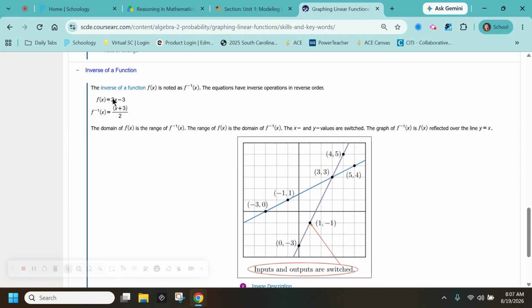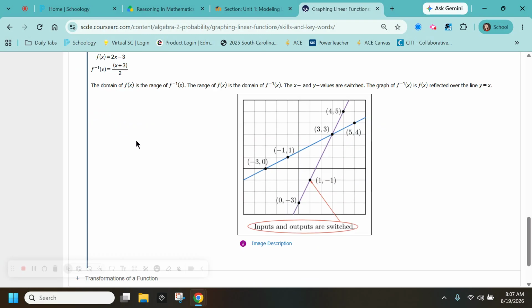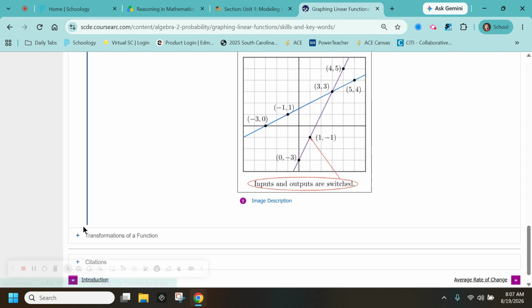We also have the inverse of a function, which is noted as f to the negative 1 of x. And these equations have inverse operations in reverse order. And so you would simply solve this for f of x and rewrite the equation that way. The x and y values are switched from the regular function to the inverse, and the graph of the inverse is the original graph reflected over the line y equals x. So again, the inputs and outputs are switched.